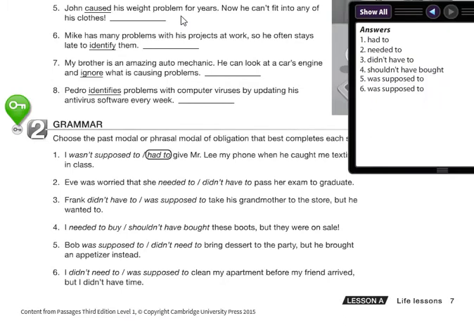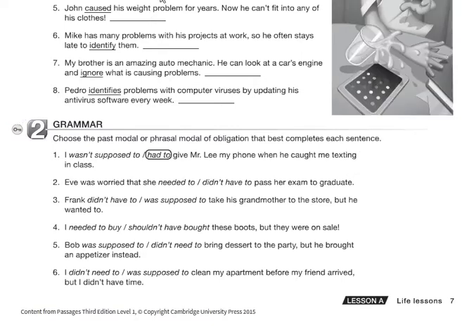So here we go. So number 1, we have had to, needed to, didn't have to, shouldn't have, and was supposed to, and was supposed to again. So just to show here the answers: had to represents obligation, needed to necessity, didn't have to no obligation, should have advisability, was supposed to expectation. Now let's continue to the next part.